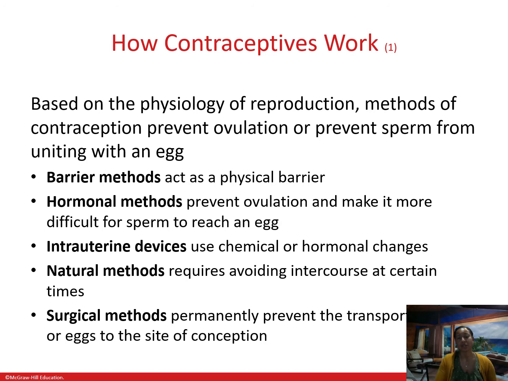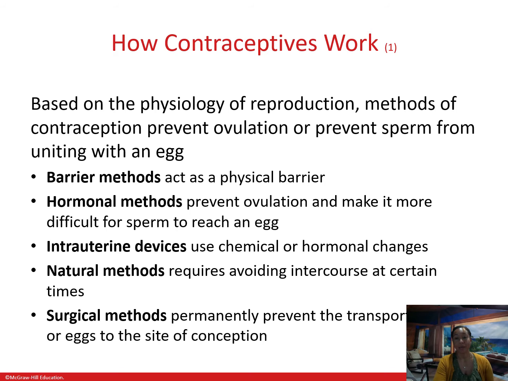And we'll talk about these too, because it's very important to understand that when you're utilizing things like the pill or the implant, that you are changing your hormones. You are chemically inducing a different type of physiology, and that can take a toll on a woman's body. There is a natural method, requires avoiding intercourse at certain times or just avoiding intercourse completely.